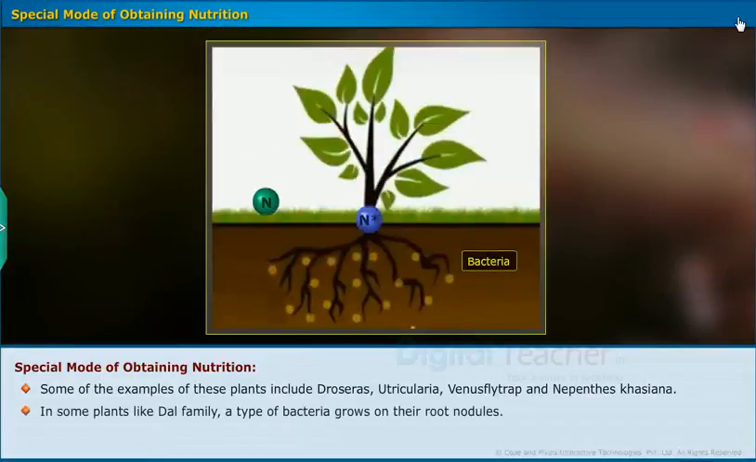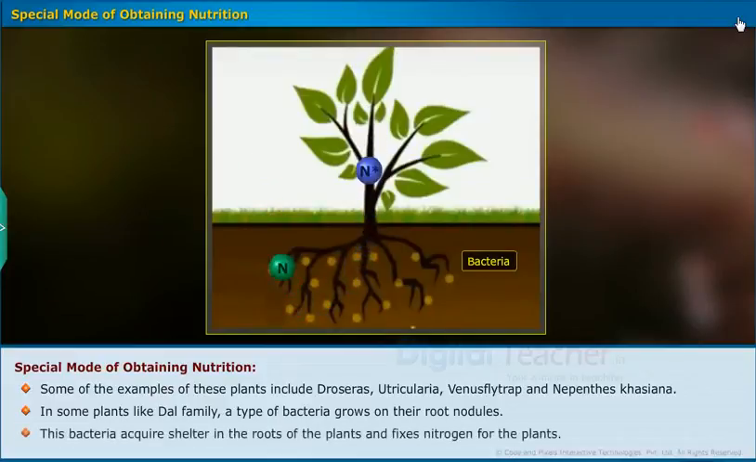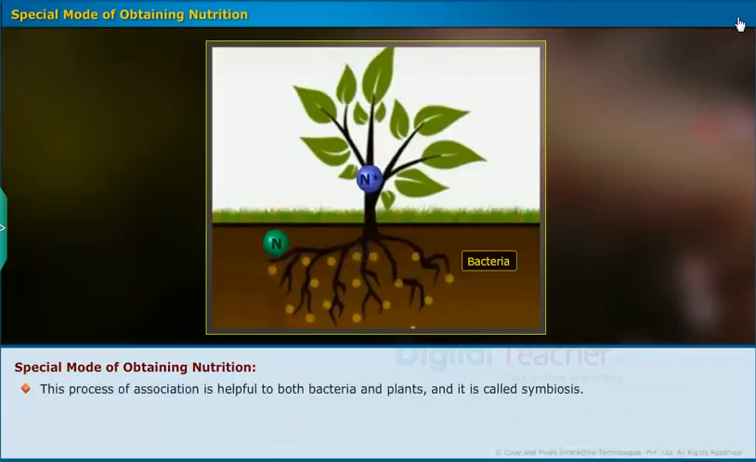In some plants like dal family, a type of bacteria grows on their root nodules. This bacteria acquires shelter in the roots of the plants and fixes nitrogen for the plants. This process of association is helpful to both bacteria and plants, and it is called symbiosis.